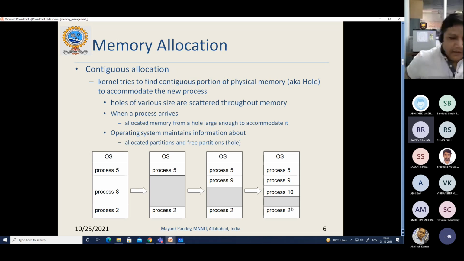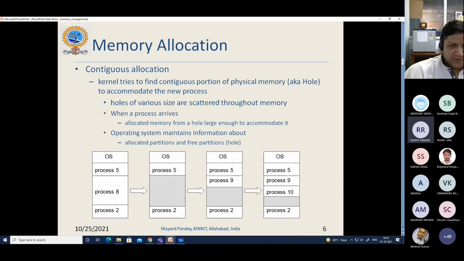Fine. Kernel tries to find a contiguous portion of physical memory, also known as a hole, to accommodate the new process. And if we do it like this, with contiguous allocation, then holes of various sizes after some time would be scattered throughout memory. When a process arrives, allocate memory from a hole large enough to accommodate it. An operating system has to maintain information about allocated partitions and free partitions.